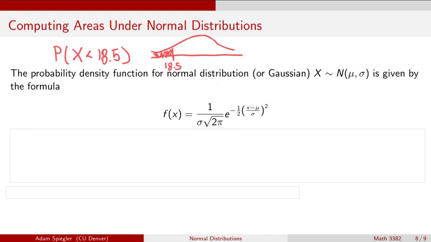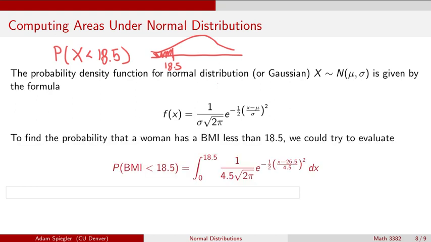So if I want to calculate what proportion of the population has a BMI less than 18.5, well, why not just set up an integral in this case? So now we're going to integrate, let's say the smallest BMI is 0 up to our value 18.5. And now I've got this formula. I can plug in 4.5 for sigma, and I can plug in 26.5, the mean for the women, in place of mu.